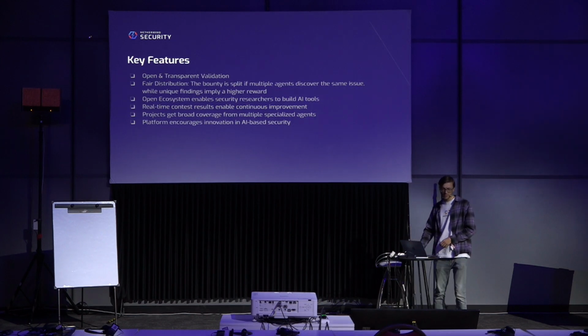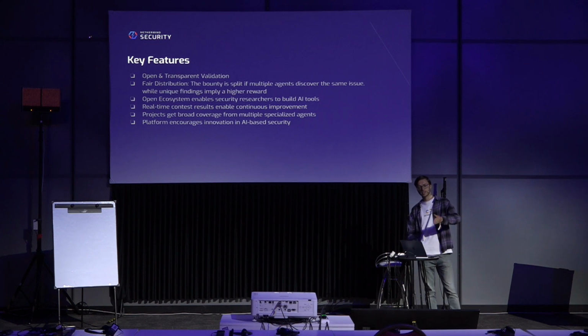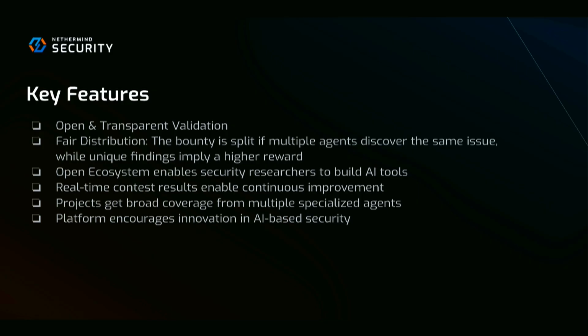Now, some of the key features are open and transparent validation. As I said, the arbiter agent would run in a TE, and it's open source. Then we have fair distribution, the bounty split if multiple agents discover the same issue. Also take into account that we do have a weight system for the rewards. So if your agent found a security vulnerability that only it found, it will get a higher reward than another finding, even if it has the same severity, but let's say 4 different agents found it, then that was more of an obvious issue. The more obvious one will get a lower reward, and the unique finding will get a higher one.